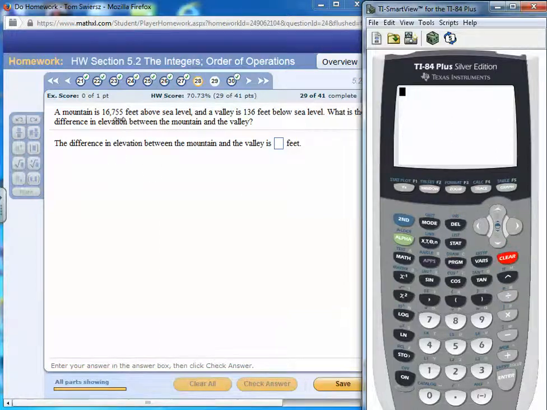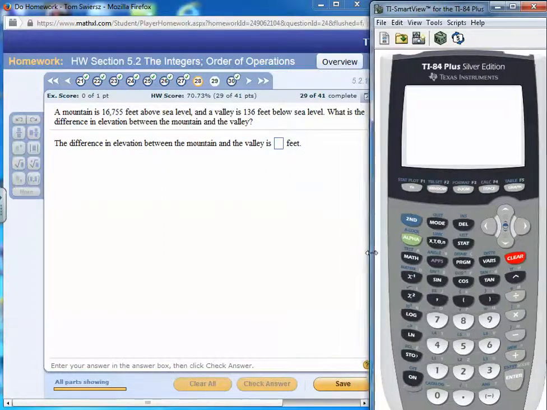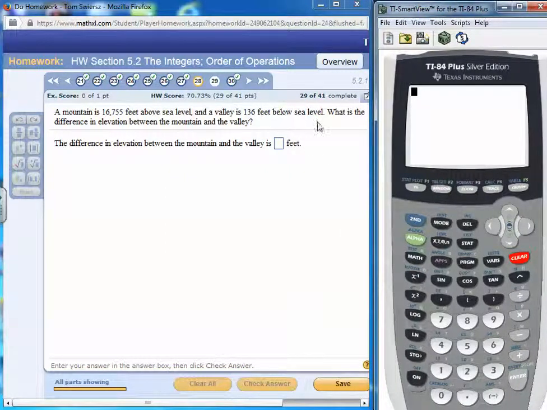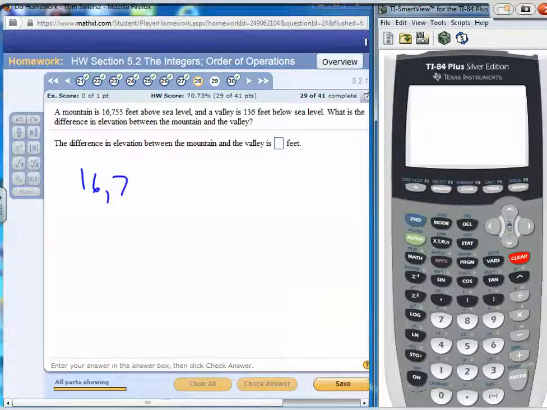Number 28. A mountain is 6,750 feet above sea level, and a valley is 136 feet below sea level. What is the difference between the mountain and the valley? So we're going to subtract. The mountain is 6,755. To find the difference, we're going to subtract.